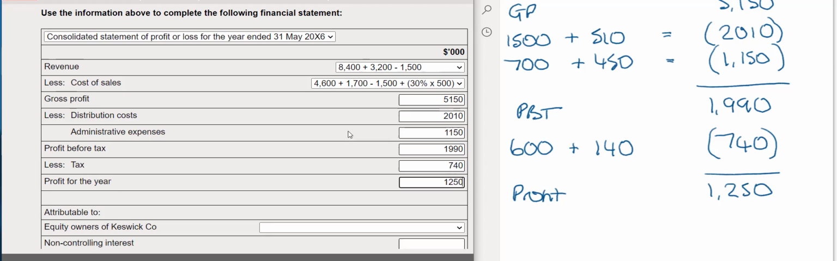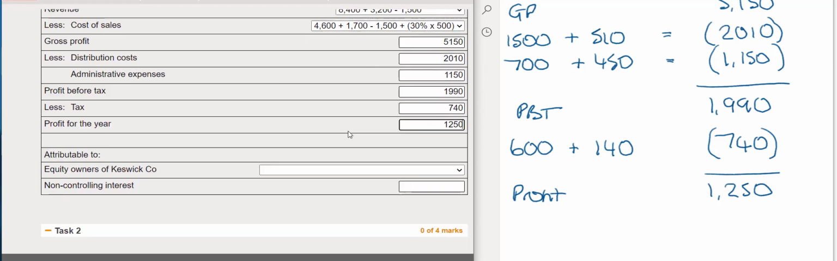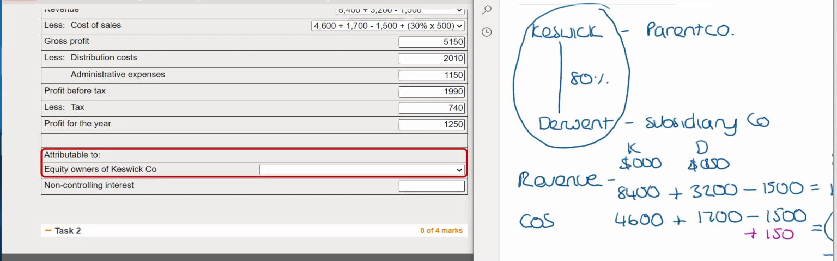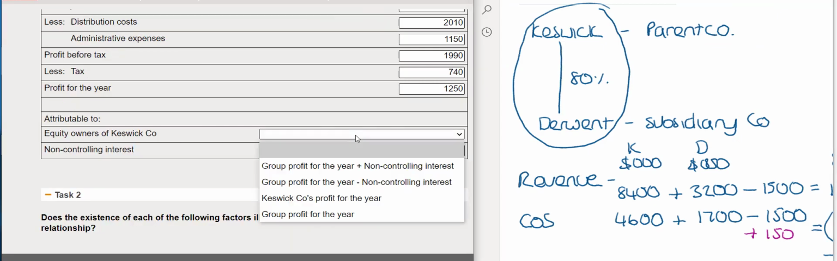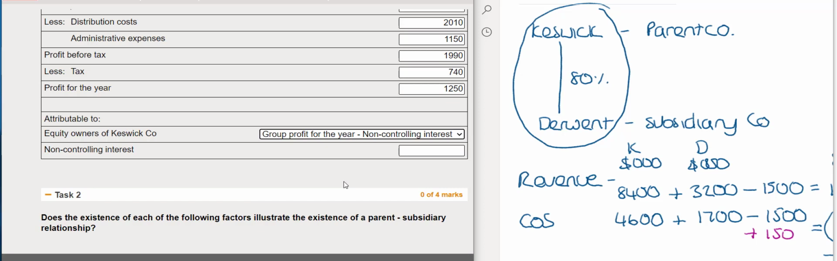Looking at the remaining information to complete for task 1, we can see that we need to look at what's attributable to. Keswick only bought 80% of the shares in Derwent. And so when looking at this drop-down menu, we are selecting the group profit for the year minus the non-controlling interest. The controlling interest is 80%. However, there is 20% of shares belonging to other parties.